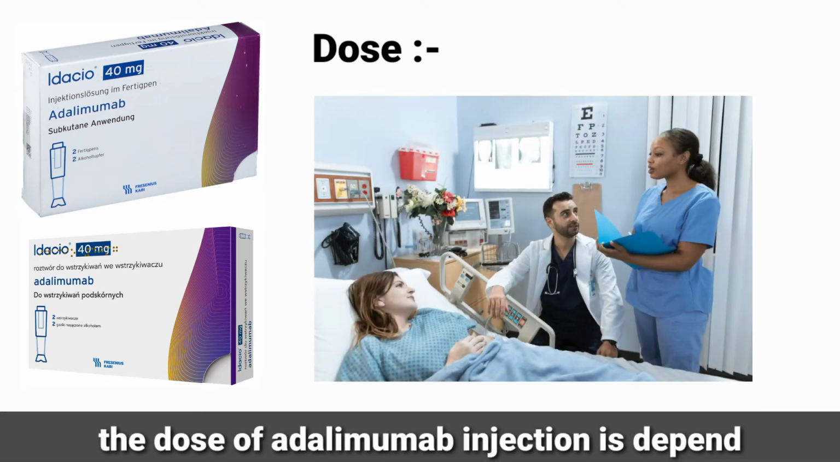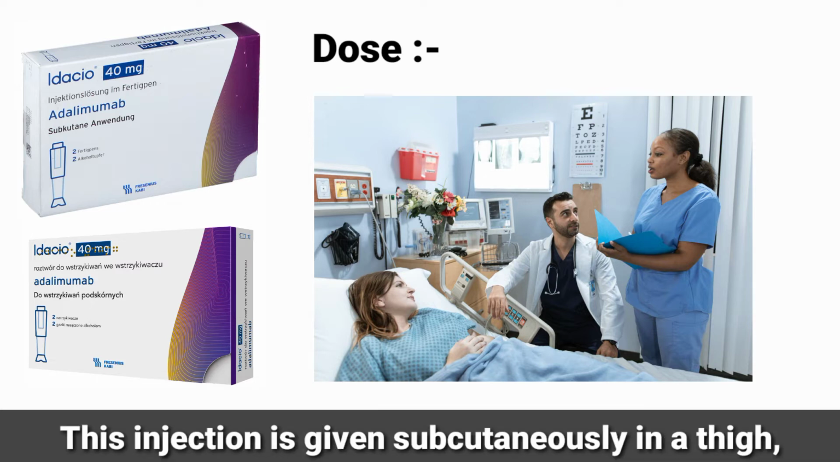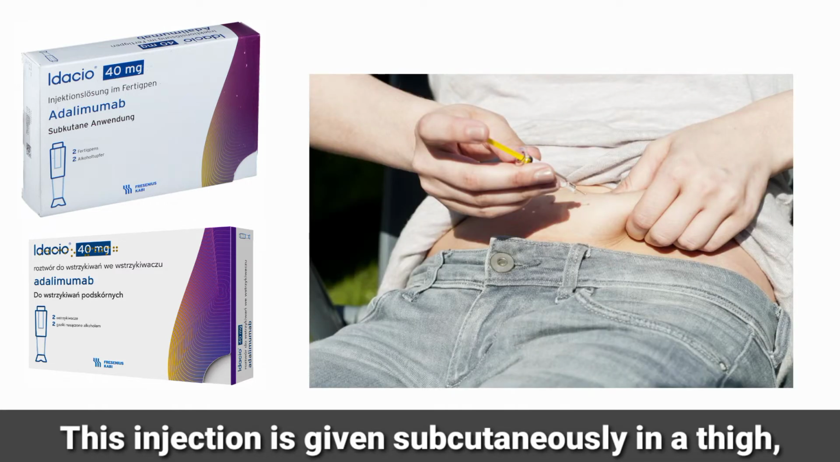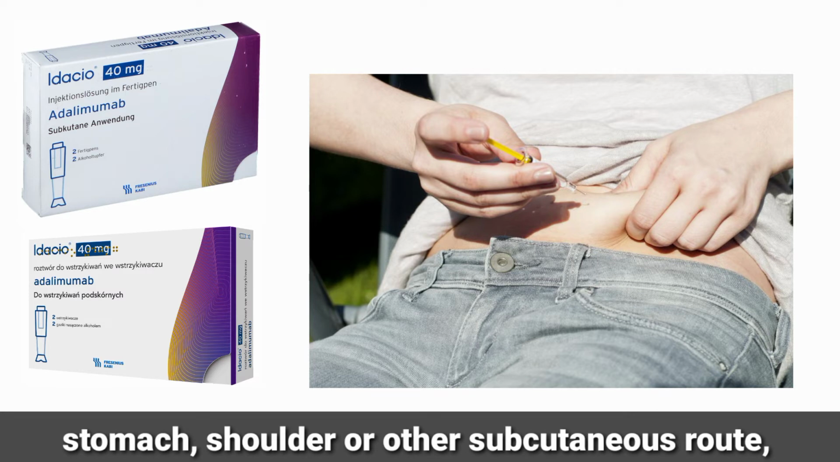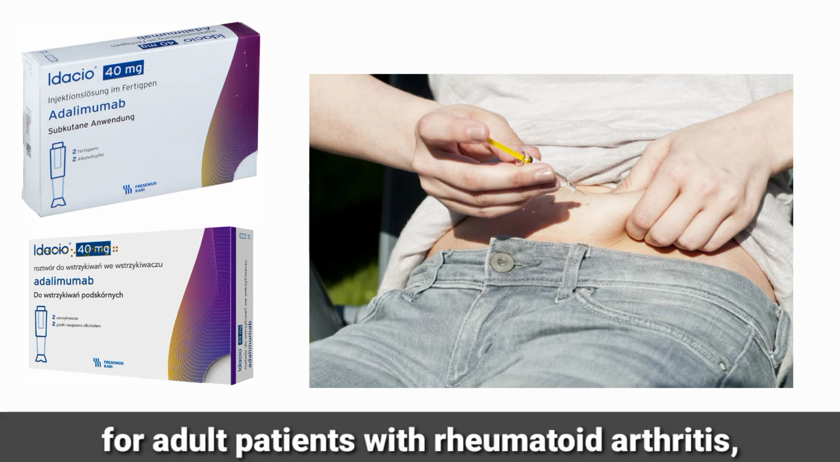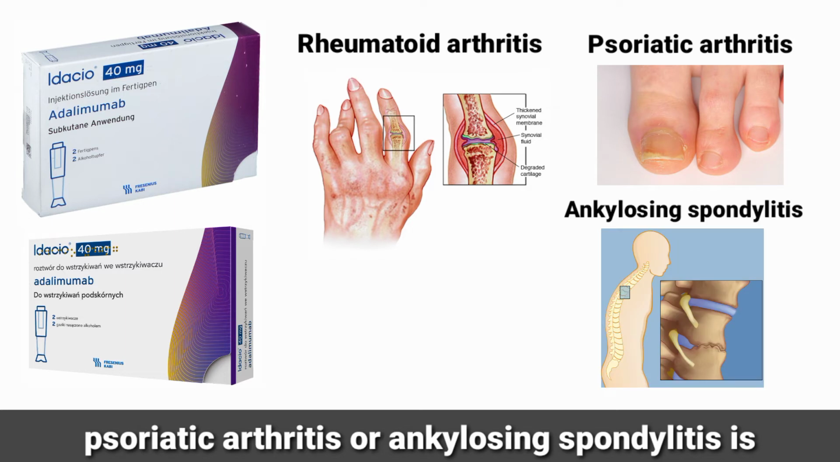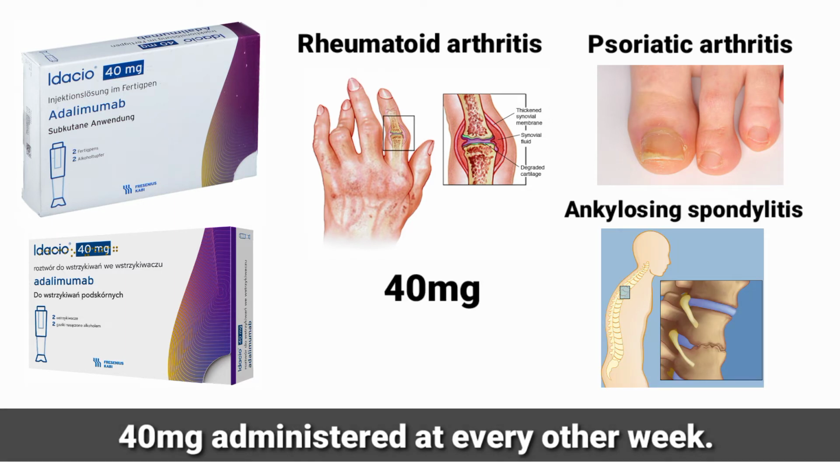So guys, what is the dose of adalimumab injection? The dose of adalimumab injection depends on the medical condition of the patient and the disease. This injection is given subcutaneously in the thigh, stomach, shoulder or other subcutaneous route, and the recommended dose of adalimumab for adult patients with rheumatoid arthritis, psoriatic arthritis or ankylosing spondylitis is 40 mg, administered every other week.